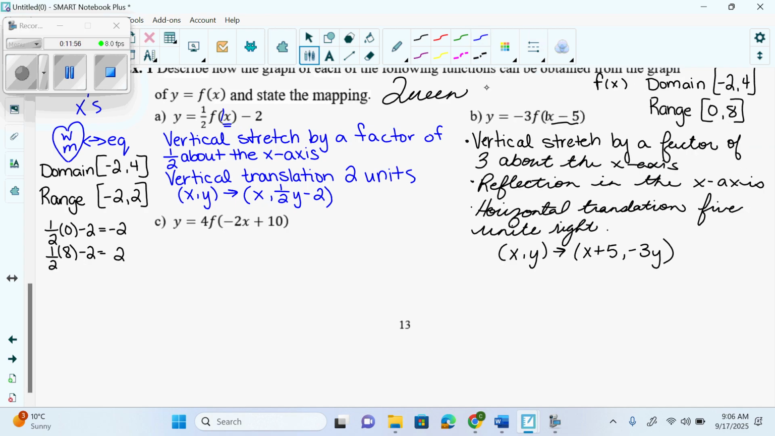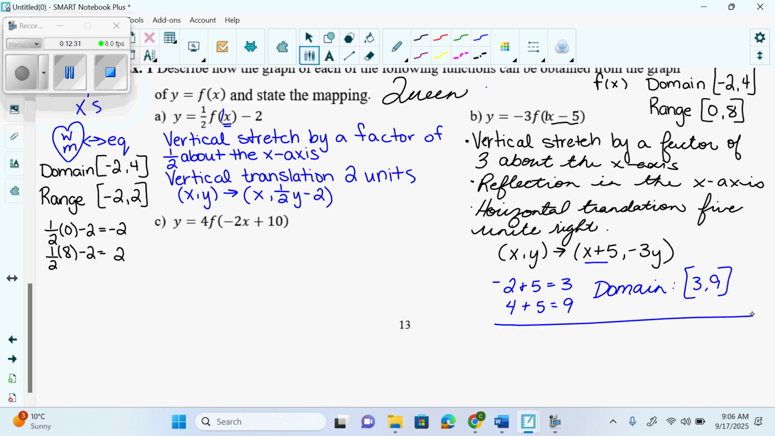So, are my domain and range changing this time? Yes, because things are affecting my x's and my y's. Correct? Okay, so if I want to do my domain, I'm going to add 5 to it, because that's what's happening to my x's. So I have negative 2 plus 5, which is 3, and then 4 plus 5, which is 9, and so my new domain is 3, 9.